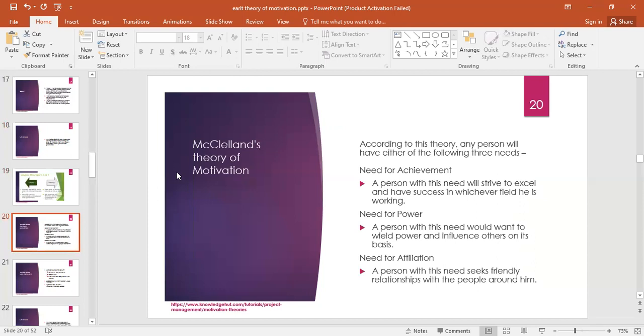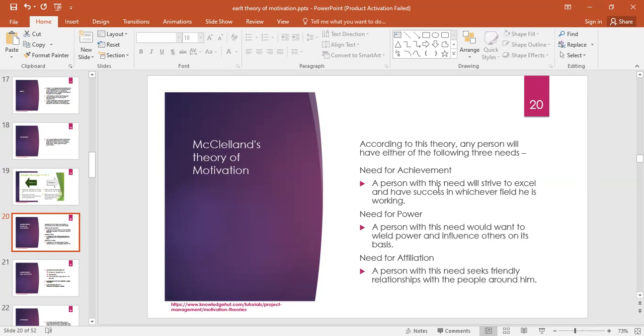Now comes McClelland's theory of motivation. According to this theory, any person will have one of the following three needs. This theory is also known as the three needs theory: need for achievement, need for power, need for affiliation.